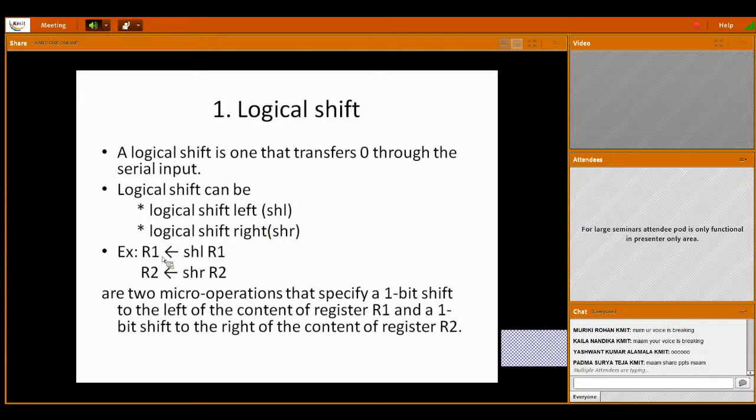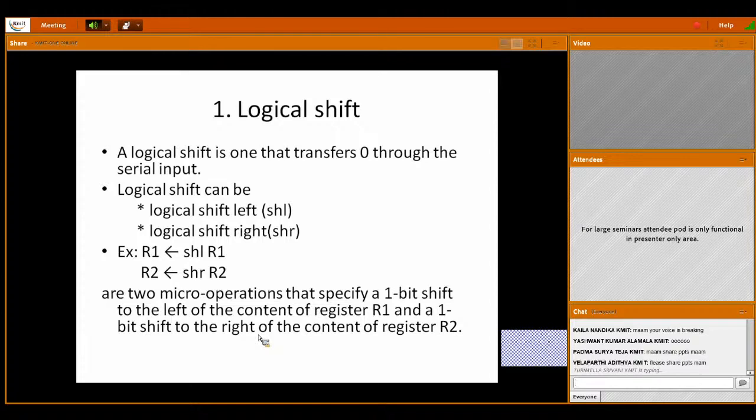Logical shift left: how will you write it in register transfer language? R1 ← SHL R1. That means consider the register R1 and apply a logical shift left on R1. Right? Now see this example of how to perform a logical shift.